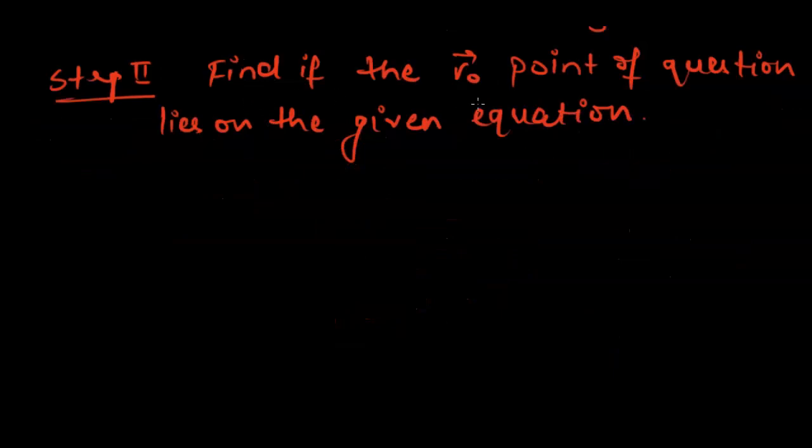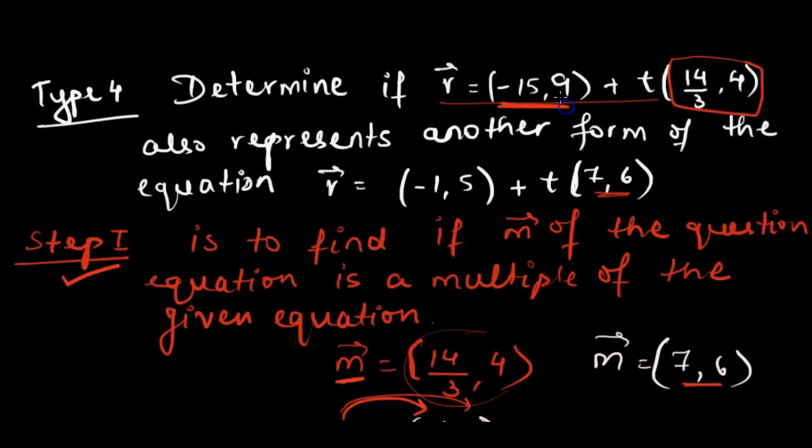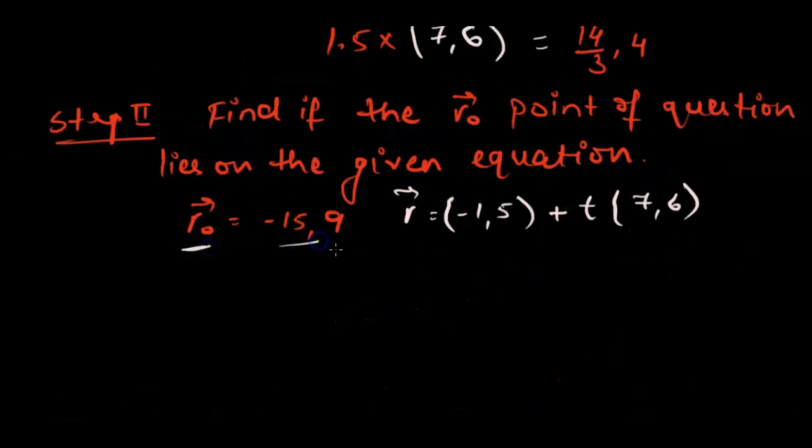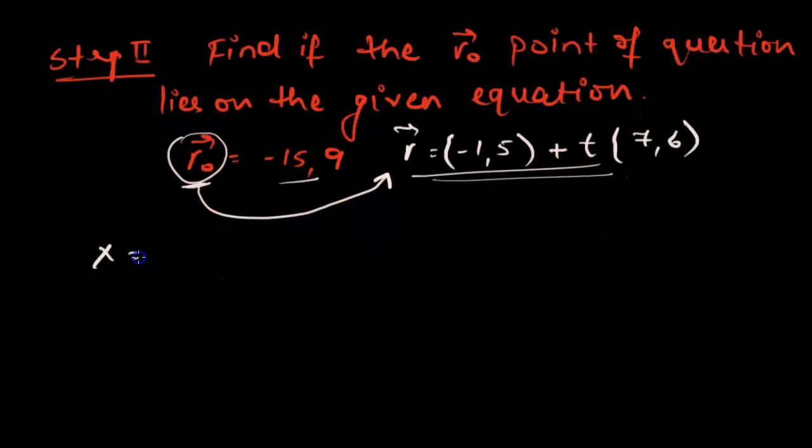The second step is to find if the r0 point of the question lies on the given equation. Let's go back to the question equation. The r0 of the question equation is (-15, 9), and the given equation is r = (-1, 5) + t(7, 6). We have to find if this r0 point lies on this equation, that means we have to find out whether this r0 is equal to r of the equation. For that, we have to write this equation in parametric form. So the x value is -1 + 7t and the y value is 5 + 6t.